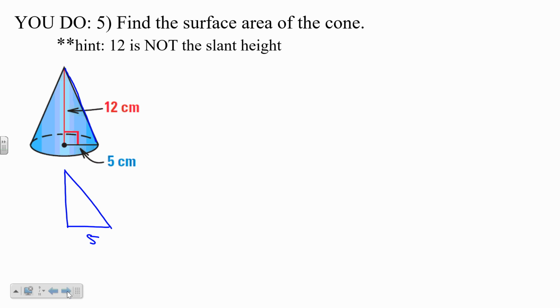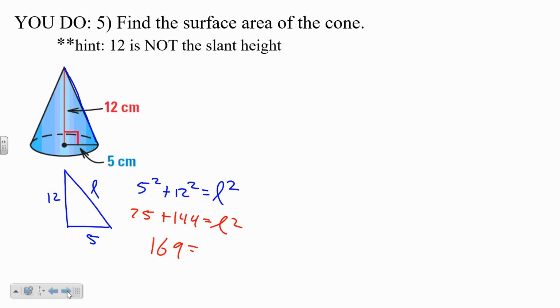So the radius is 5, the height is 12. So we have 5 squared plus 12 squared is equal to my slant height squared. That's 25 plus 144 is equal to my slant height squared. 25 plus 144 is 169. The last step, take the square root of both sides, you end up getting 13. So that's your slant height.